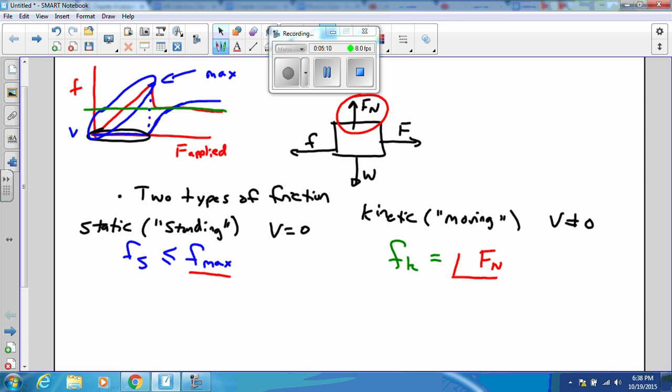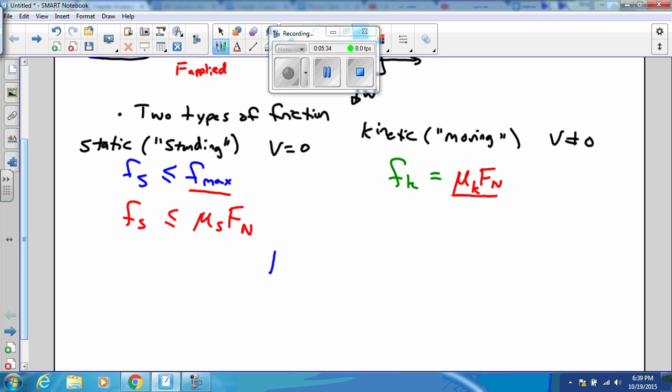We're going to assign a symbol for this constant, and that is going to be mu sub k for the kinetic friction, and it's going to be mu sub s for the static friction. And this mu sub k and that mu sub s are both called coefficients of friction. Both mu's are the coefficients of friction.